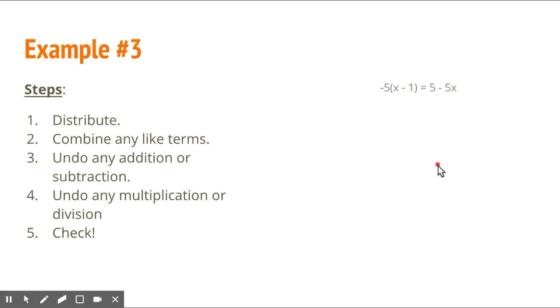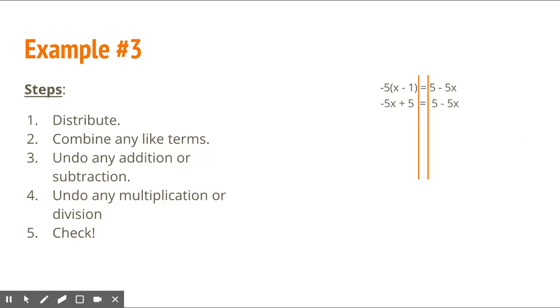All right. Let's look at another one. So we do have some distributing here again. So the first thing we're going to do is distribute. So when I distribute, I end up with a negative 5x plus 5. Do not forget that you're multiplying that. So negative 5 times x is a negative 5x. And a negative 5 times a negative 1 is a positive 5. Don't forget that sign in front of the 1.